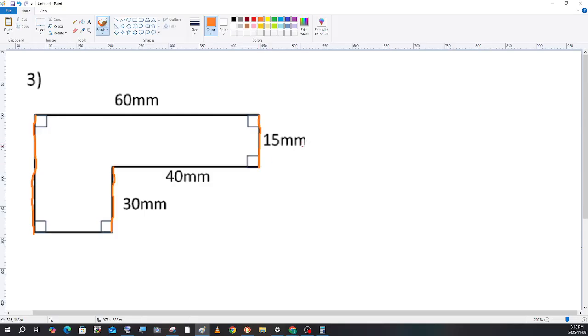All right, so this really long side we don't know the length of. It's going to have to be the same length as what you'd get if you added these 2 sides together. These 2 have to add to make this length up. All right, so this missing length here is going to be 30 plus 15, or 45 millimeters.